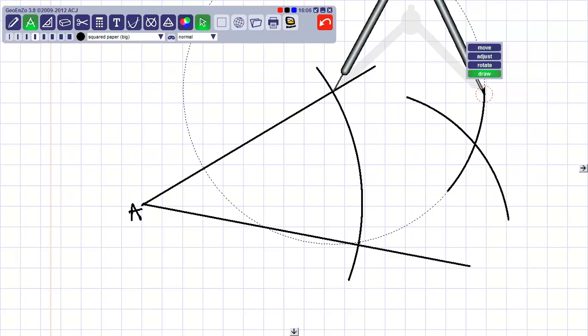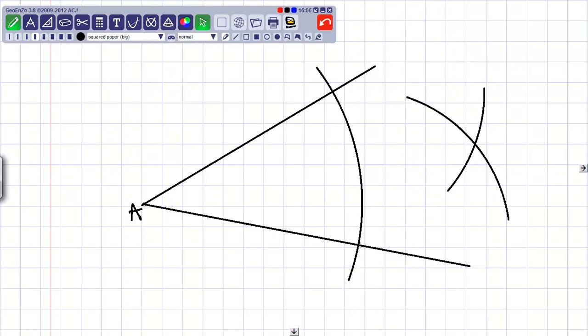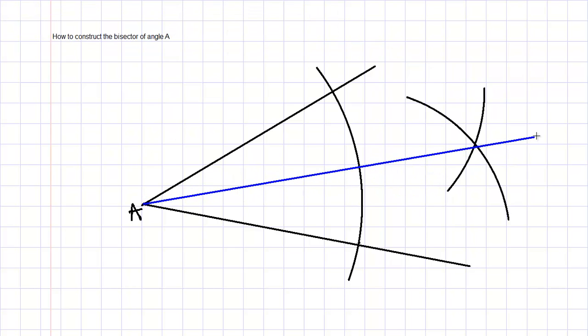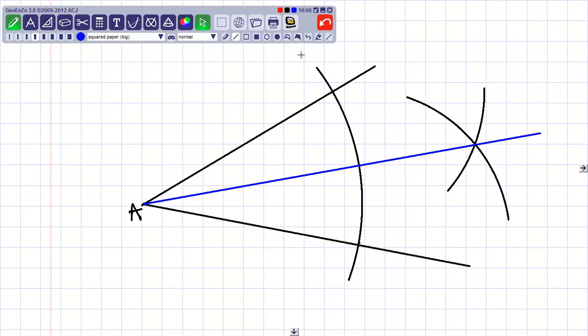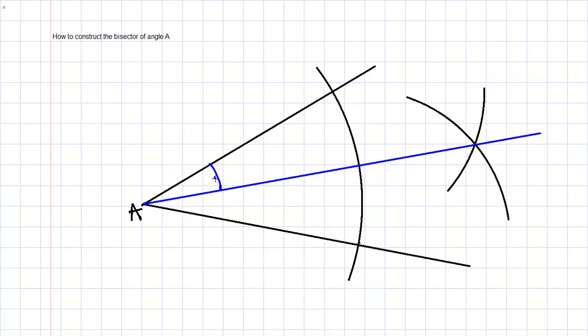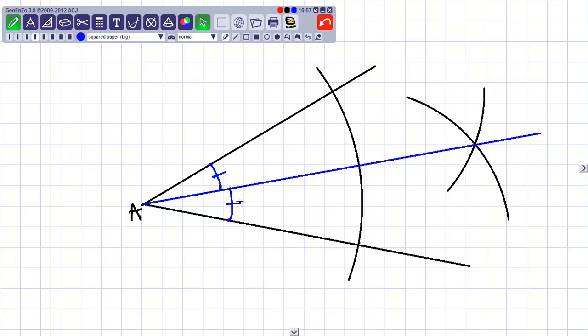And now I'm sure that this is going to be my angle bisector. I'll just use blue, draw from here to here, and make sure to put in my markings, because otherwise it won't be a real angle bisector. I have to say that these two angles are the same. This is how you construct the angle bisector.